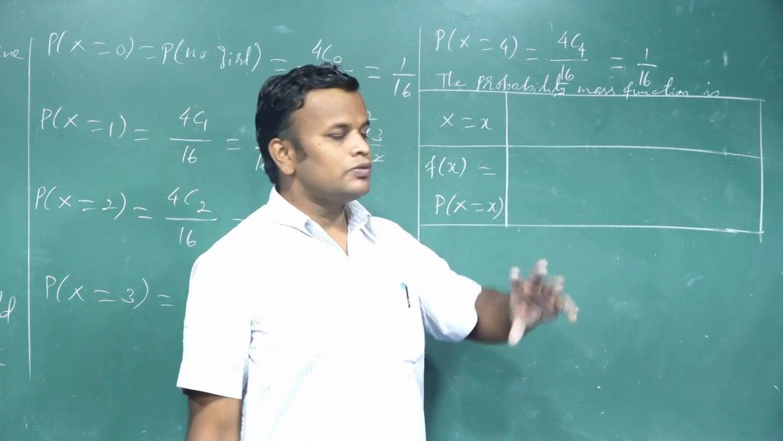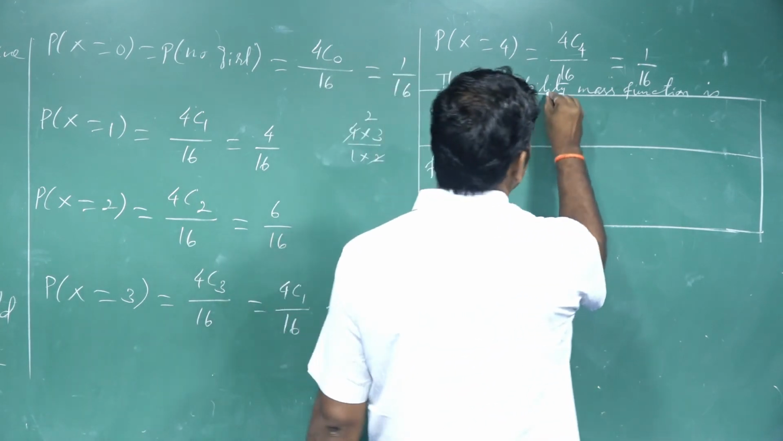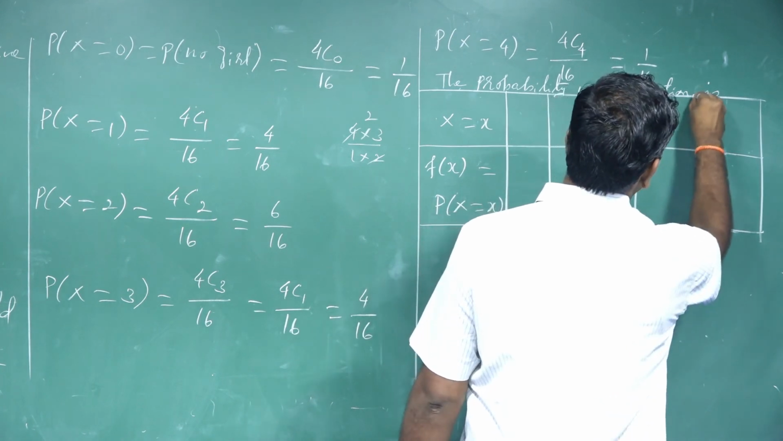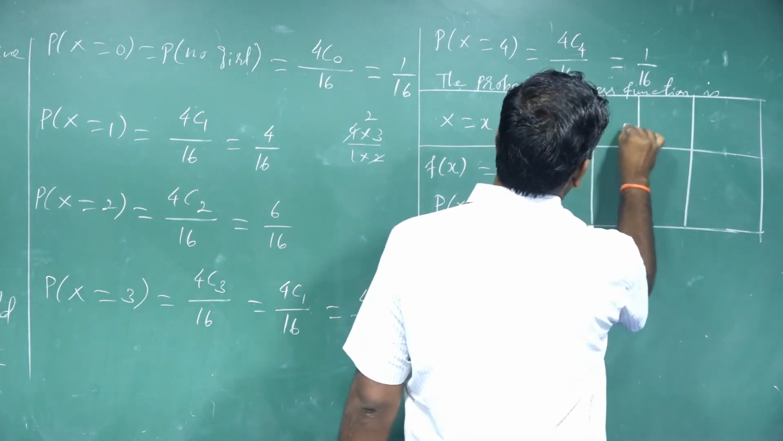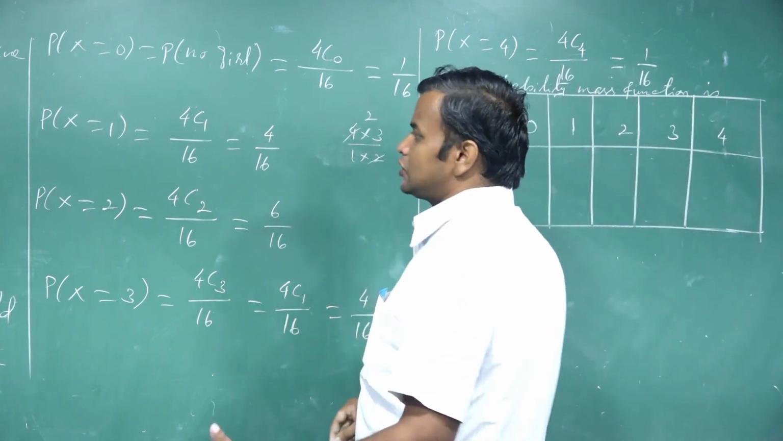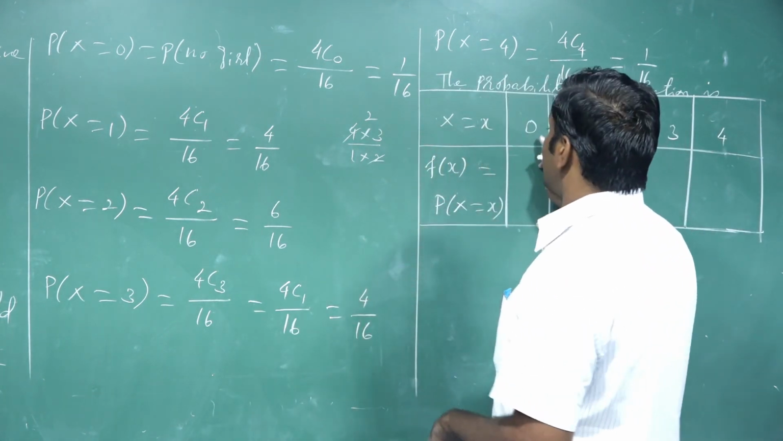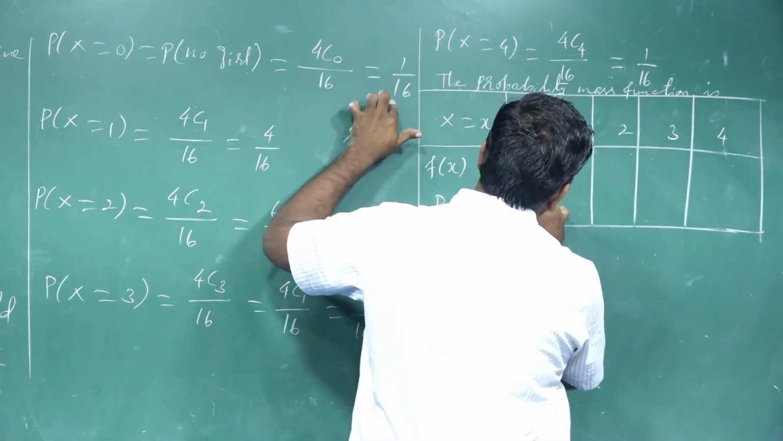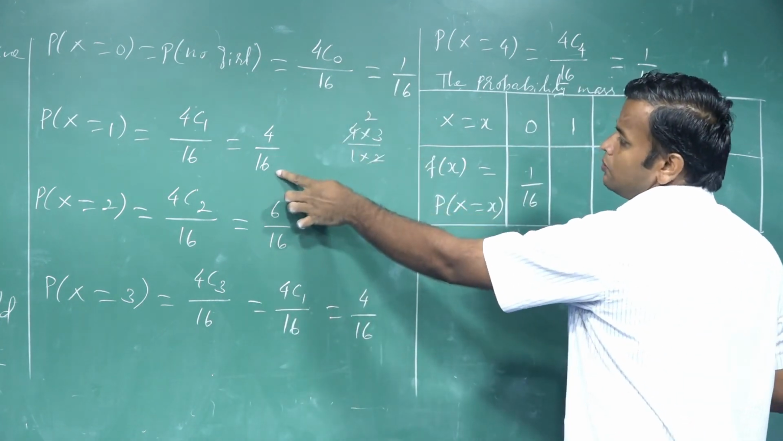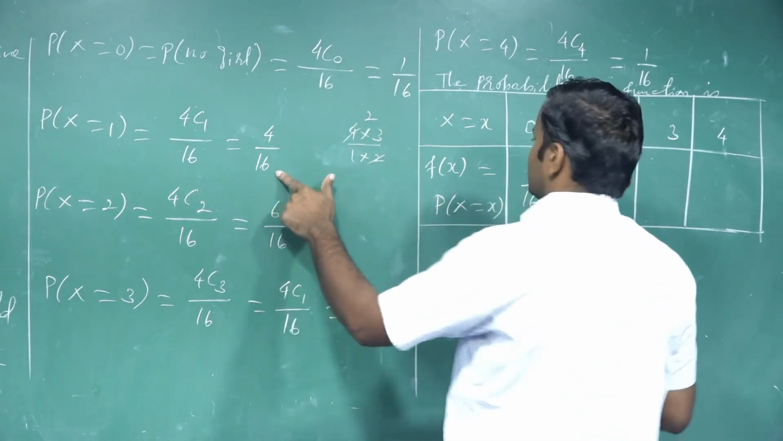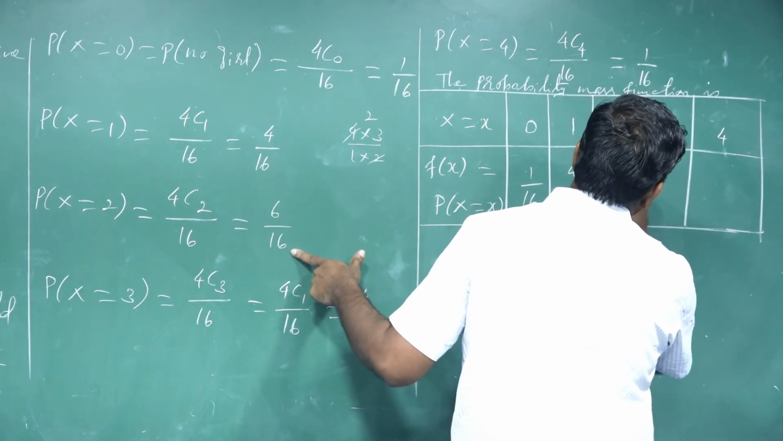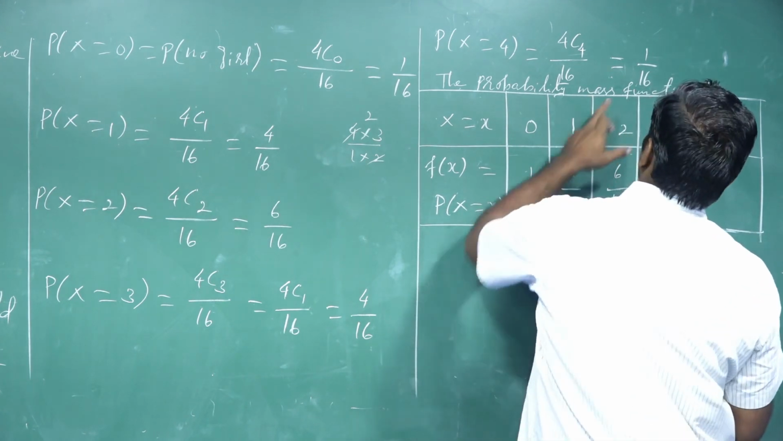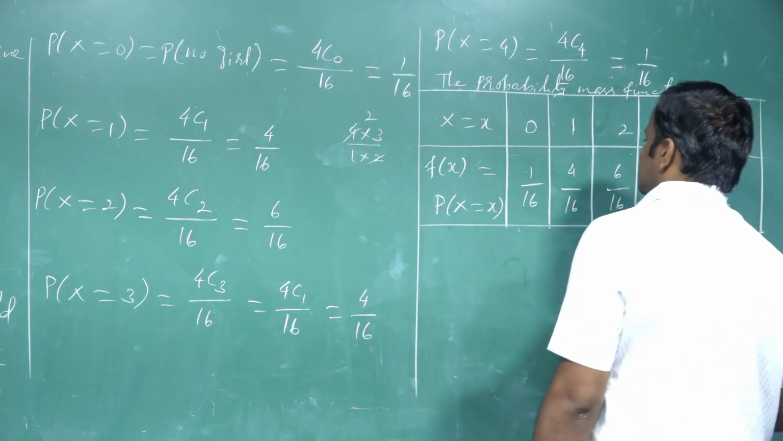We write each and every value of the random variable. The random variable starts from 0, 1, 2, 3 and 4. Next, we write the probability values. When x is 0, the probability value is 1 by 16. When x is 1, the probability value is 4 by 16. When x is 2, the probability value is 6 by 16. When x is 3, the probability value is 4 by 16. When x is 4, the probability value is 1 by 16.